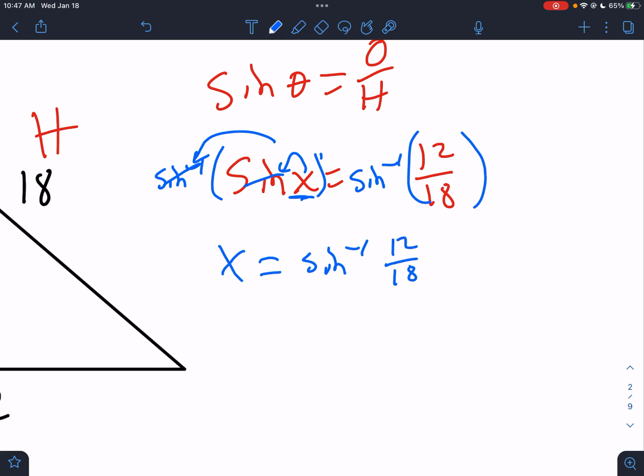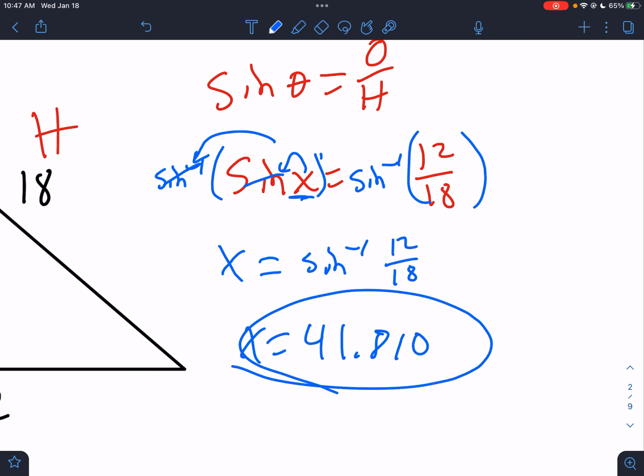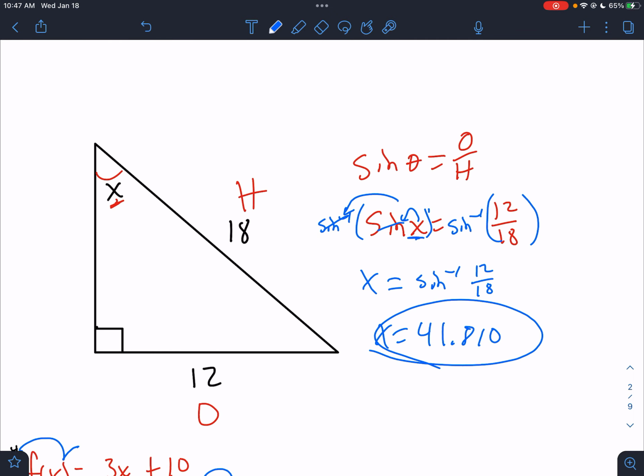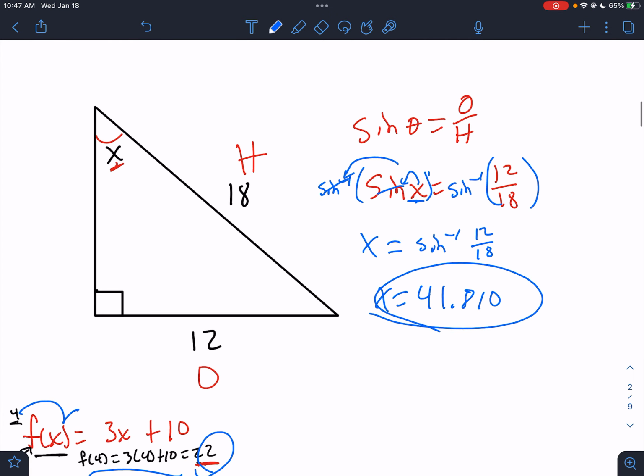This is the inverse sine of 12 over 18. So that angle is 41.810 degrees. It's going to be probably 10 minutes. Let's go do some more example problems.